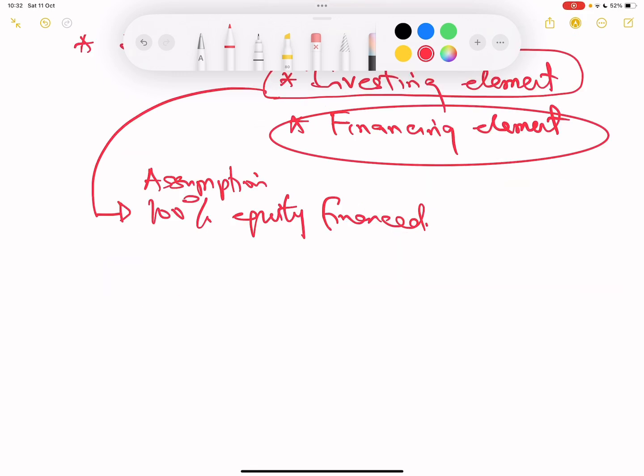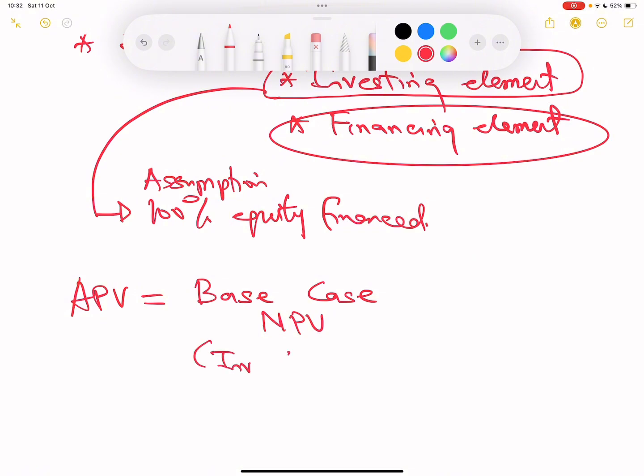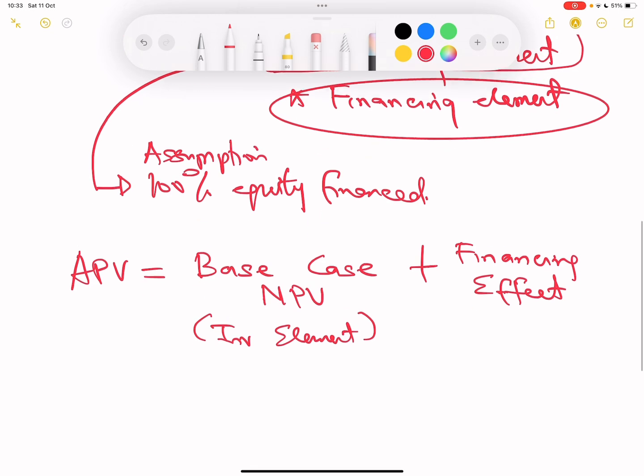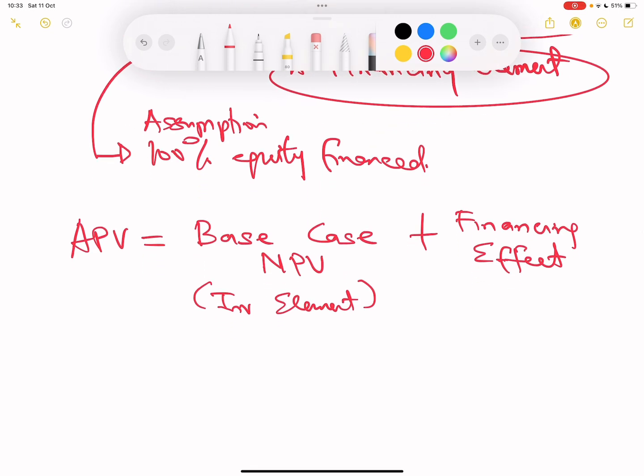Therefore, if we want to calculate APV, usually what you want to do is first of all calculate the base case NPV, which is the investment element. So your base case NPV is your investment element, that I mentioned earlier, plus the financing effect. So you're able to separate the financing effect from the investing element of the project. And this is what we'll be looking at.